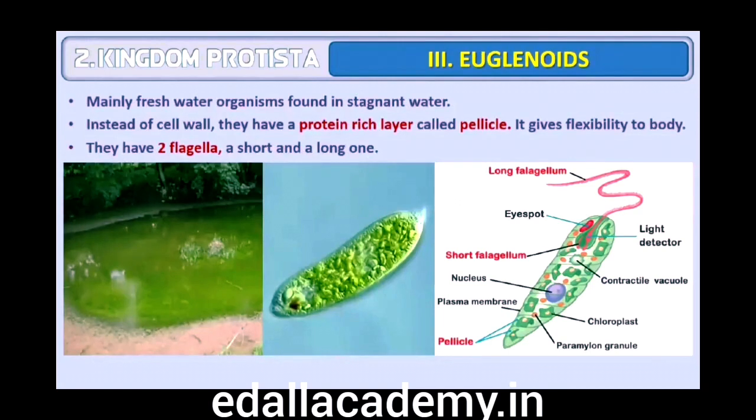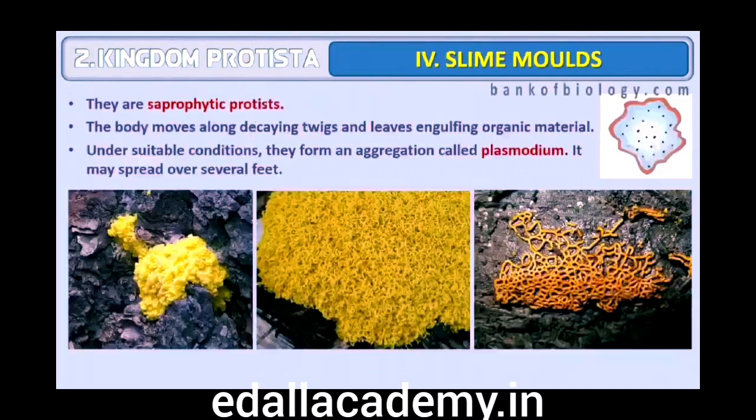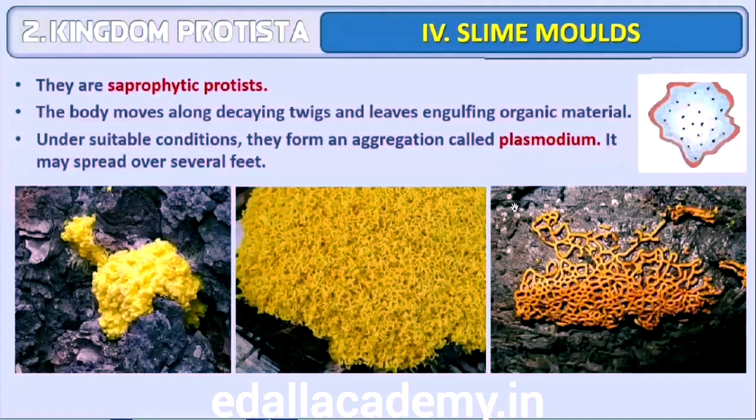Third is Euglenoids. The majority of them are freshwater organisms found in stagnant water. Instead of a cell wall, they have a protein-rich layer called pellicle which makes their body flexible. They have two flagella, a short and a long one. Though they are photosynthetic in the presence of sunlight, when deprived of sunlight they behave like heterotrophs by predating on other smaller organisms. Interestingly, the pigments of euglenoids are identical to those present in higher plants. Example, Euglena.